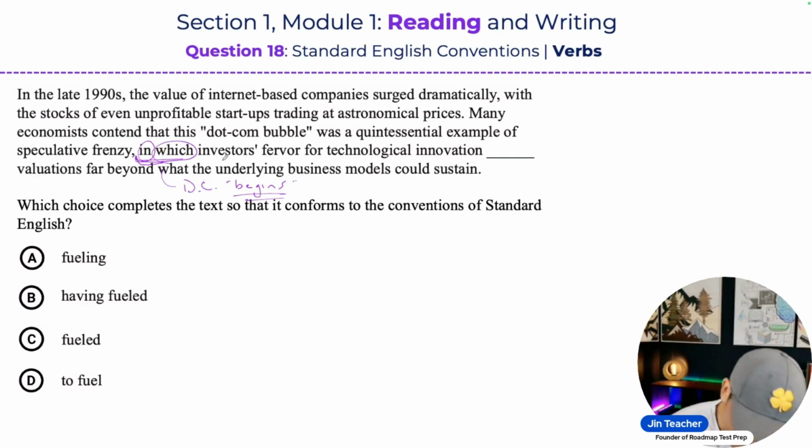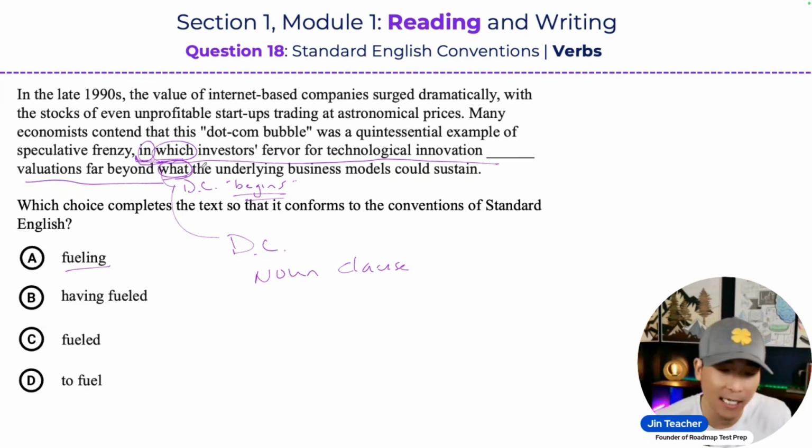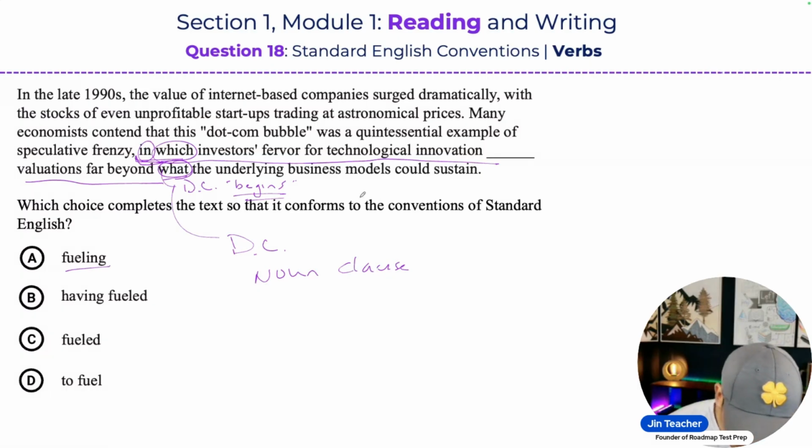So now you say, in which investors' fervor for technological innovation, fueling valuations far beyond, right? Now, this is another type of dependent clause called a noun clause, right? Noun clauses can begin with a word like what, or it can also begin with who, what, where, when, why, right? Again, the previous video talks all about this. But this noun clause, this is a type of dependent clause, right?